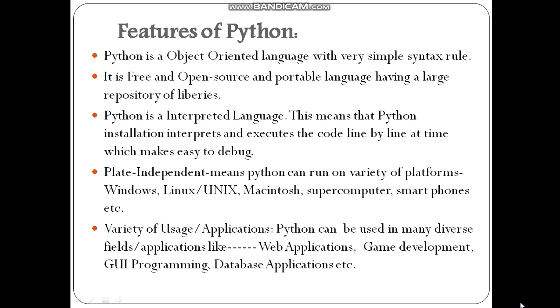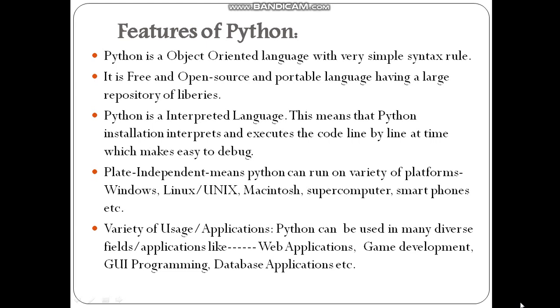Next, Python is an interpreted language. This means that the Python installation interprets and executes the code one line at a time, which makes it easy to debug. So interpreted, as I have told you, when you write any program in a high level language, it has to be converted into machine language. There are two types of language processors, or you can term it language translators, to do this task. One is the compiler and one is the interpreter.